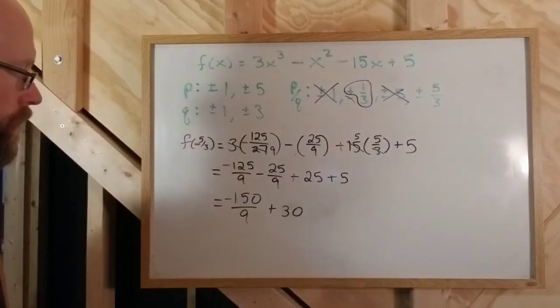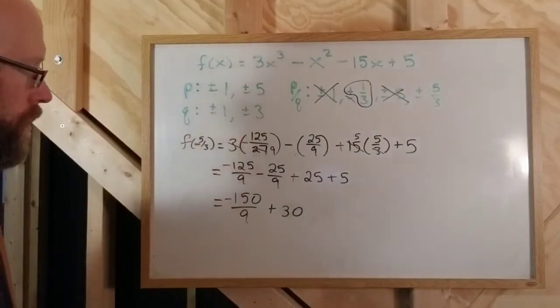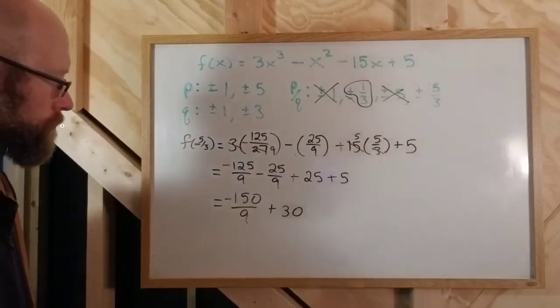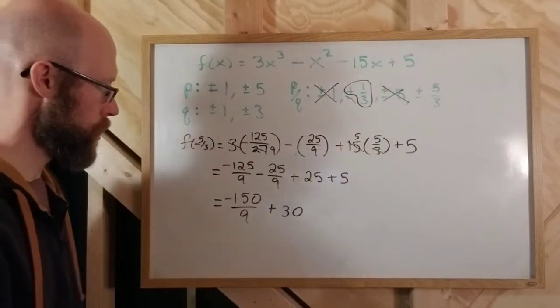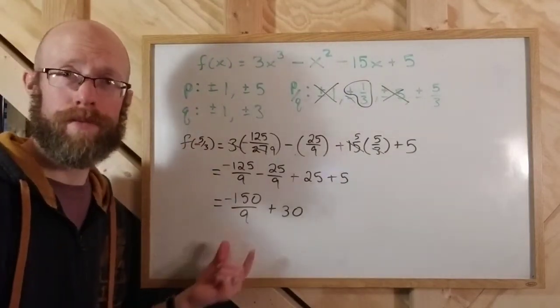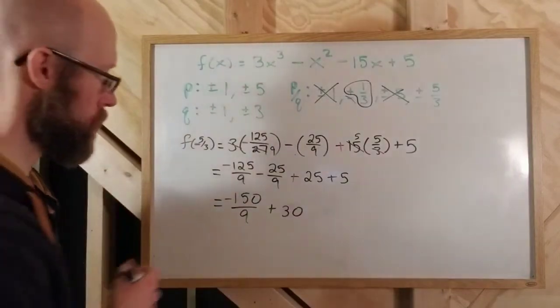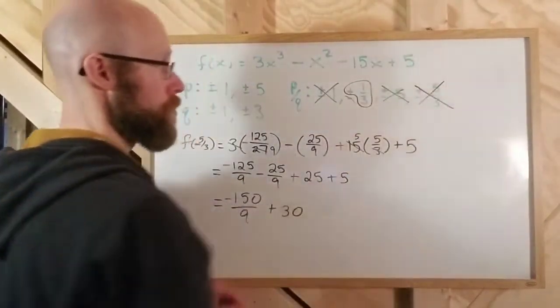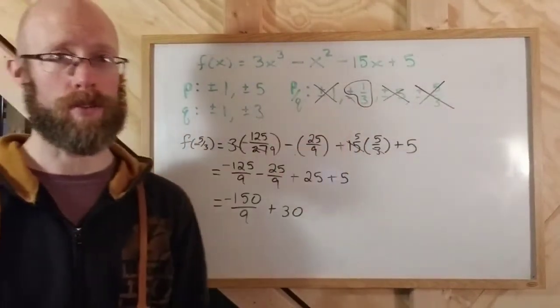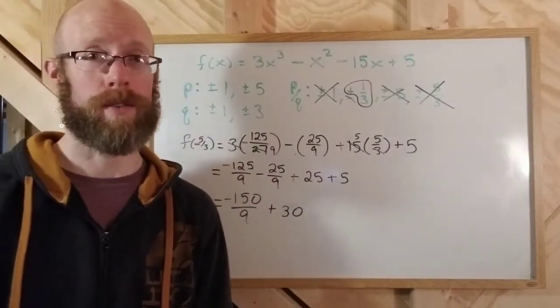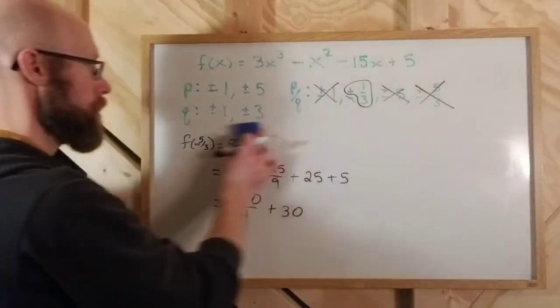9 goes into 150, well, not quite even, not even 20 times, right? So that's not going to work. Neither one of those are going to work. So right now I only have 1 rational zero out of my whole list. Okay, well that's unfortunate, but that's okay.